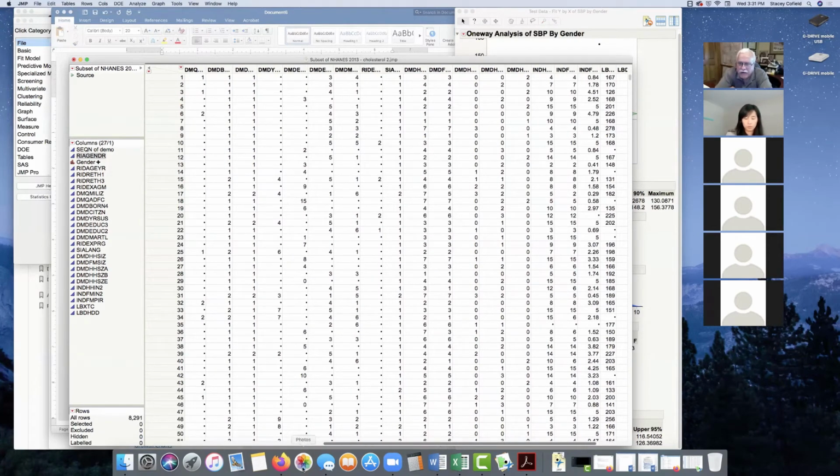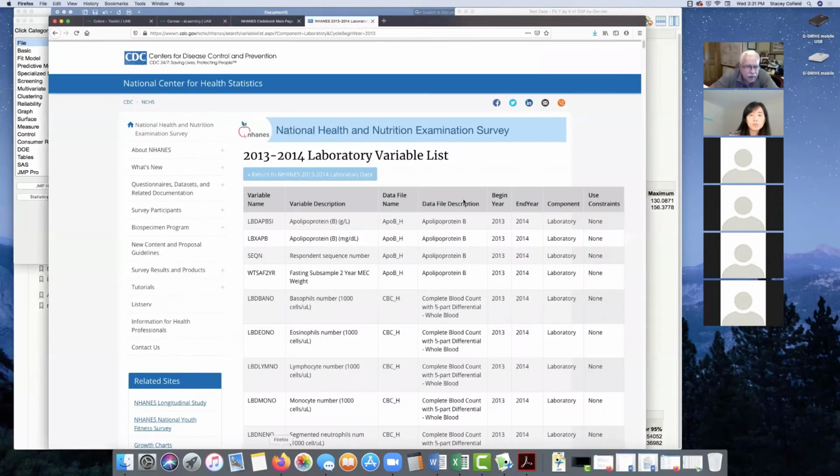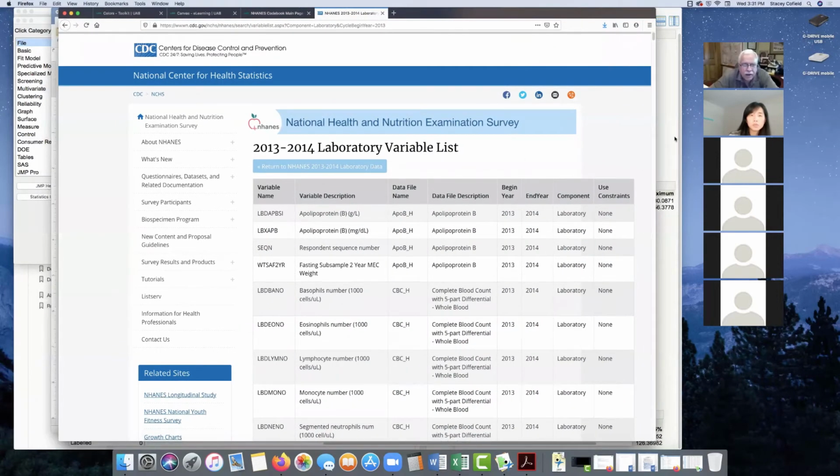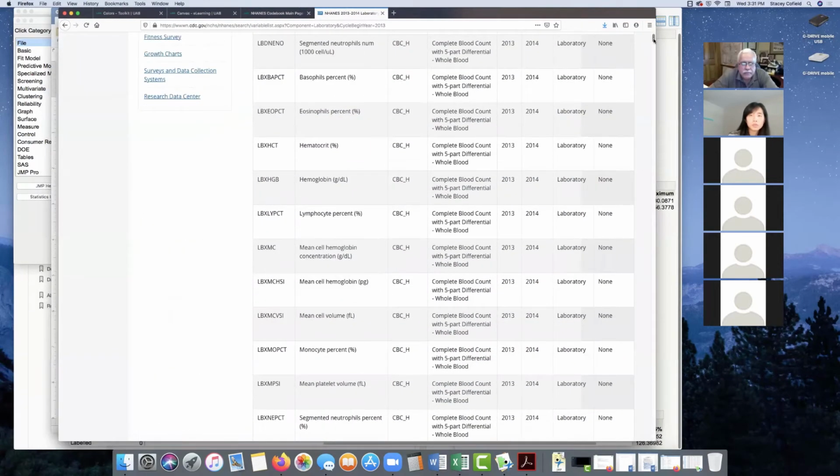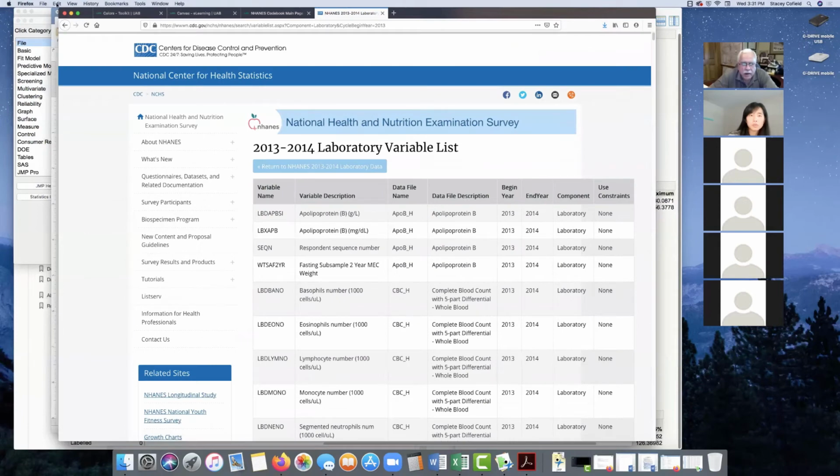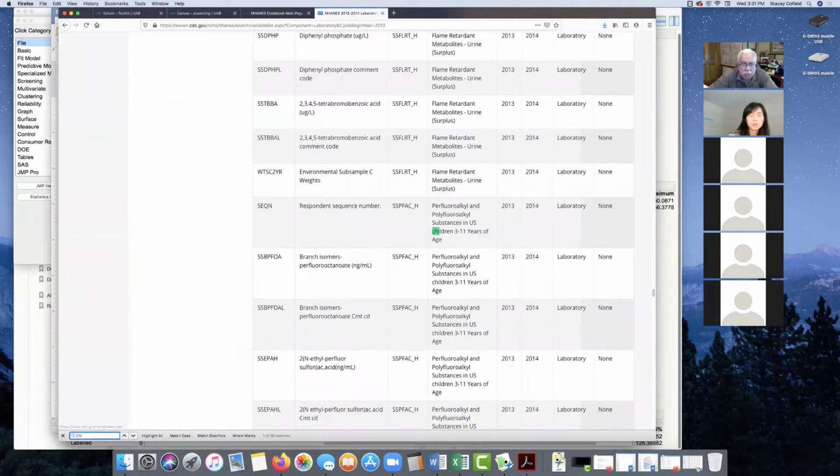What type variable? Is that what you're getting at? No, what's the variable name for cholesterol? Okay. I'm asking because you guys just did this. So here's the laboratory variable list.